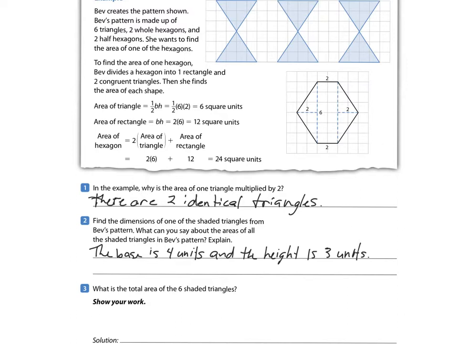What can you say about all the areas of the shaded triangles in Bev's pattern? The areas are all the same. And they're all the same because they have the same dimensions.